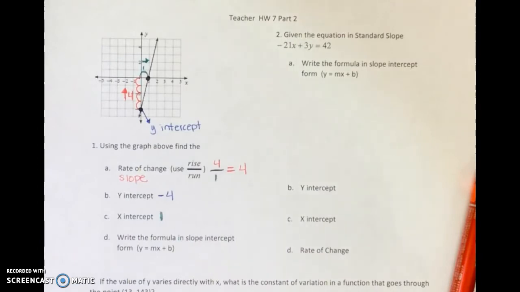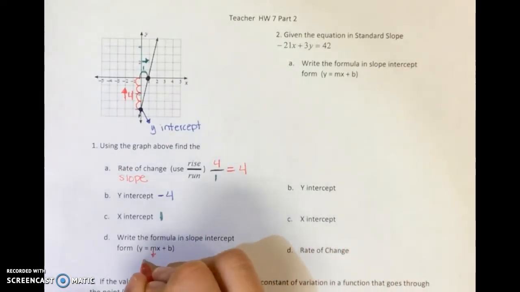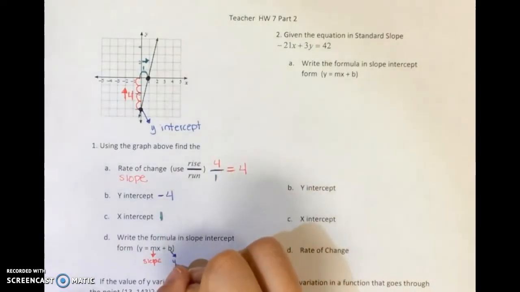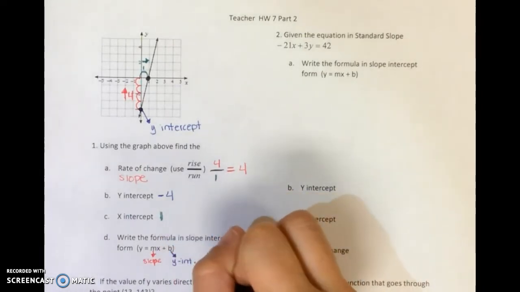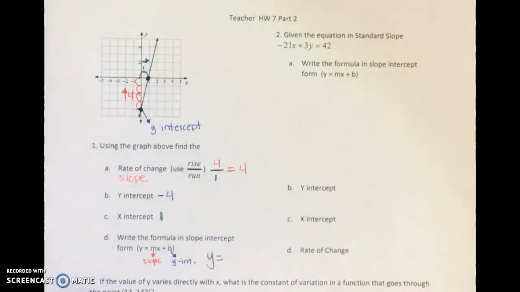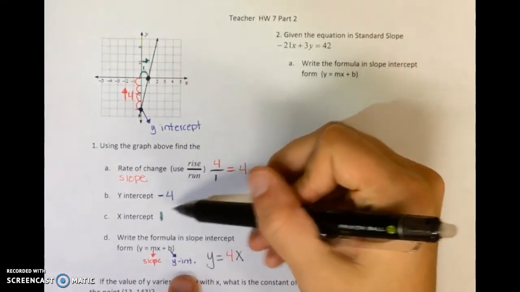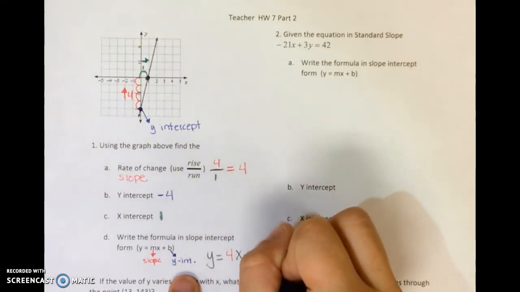Now I want you to write the formula in slope-intercept form. The slope is the letter m, and the y-intercept is the letter b. So the way you would write it is y equals, the slope is 4, x plus b. But our y-intercept is negative. So I'm going to go ahead and put -4.